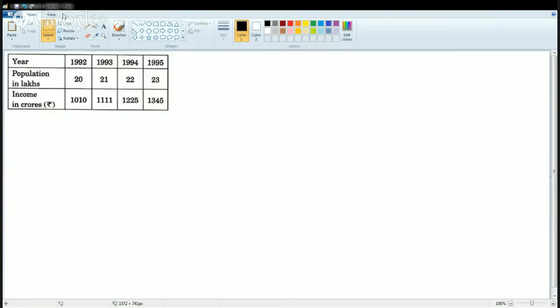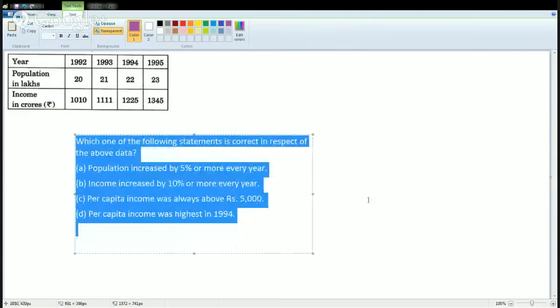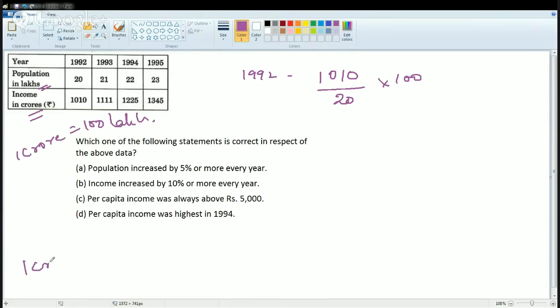The next question, you have this. You have various years given, and then you have population and income. And the question is, which of the following statements are correct from among these? Here, what's important to find out is, you have this data. Now if I want to find out the per capita income, how can I do that? Per capita income is the total income divided by the total population. So let's do it for the first case. For 1992, it would be 1010 divided by 20. Now this is in crores, this is in lakhs, so it would be into 100. Since 1 crore is equal to 100 lakhs, 1 crore is 10 raised to power 7, 1 lakh is 10 raised to power 5. So the difference would be 10 raised to power 2, so it's into 100.